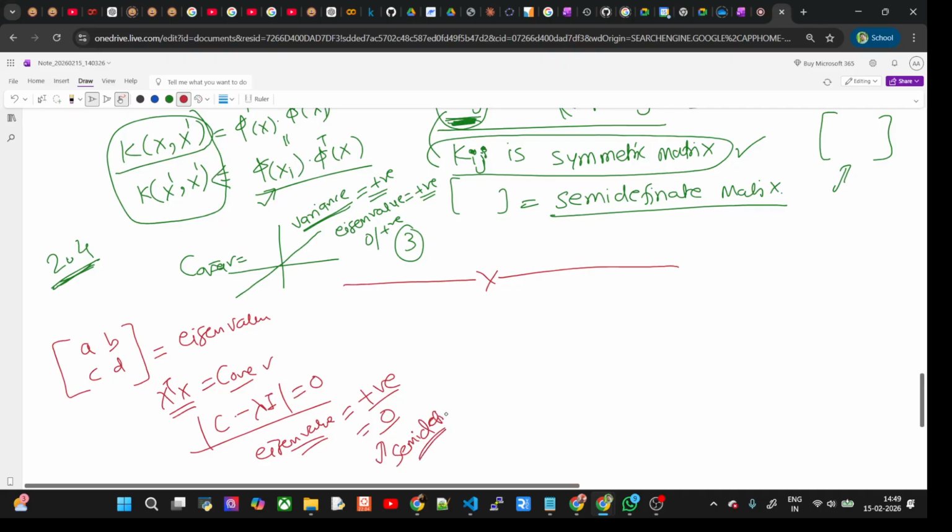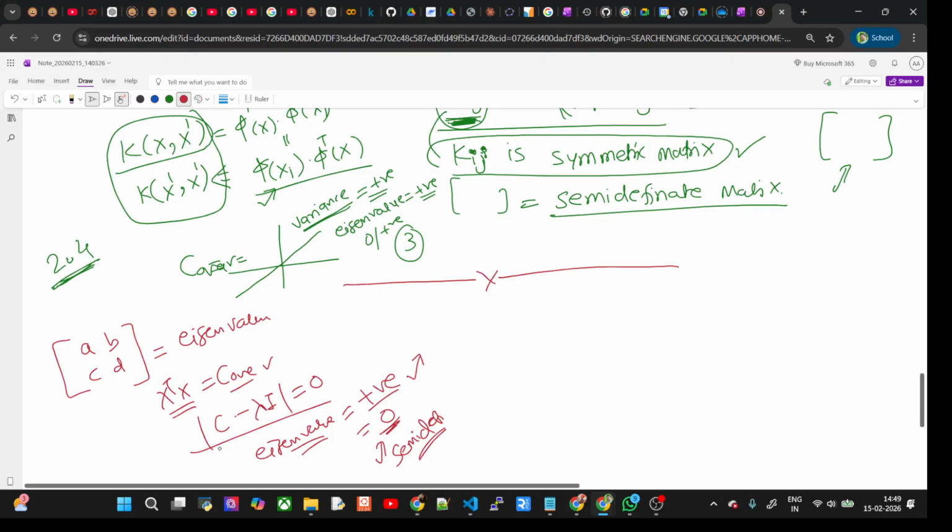Definite matrix means your eigenvalues are always positive, not 0, only positive. Not definite means they have negative values and so on, but that's different. Positive only means definite, and semi-definite means they have 0 value also, the eigenvalues can also be 0, not only positive. So that is a semi-definite matrix. Okay, no problem.